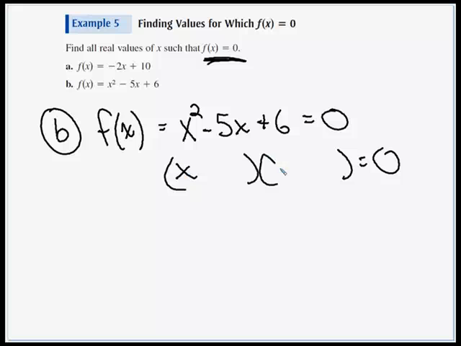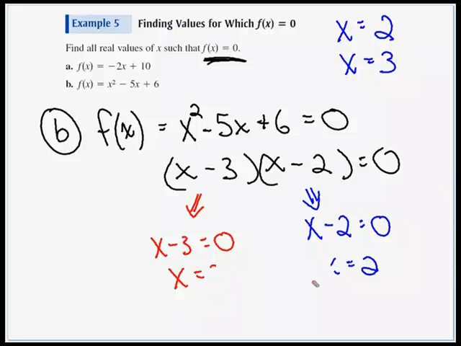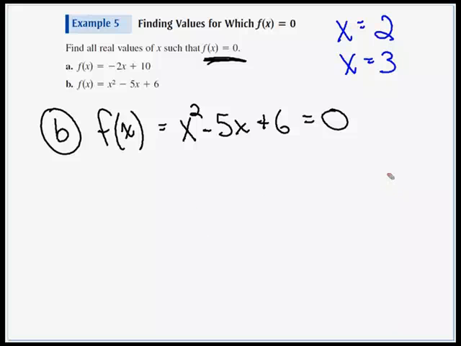The factors of positive 6 that add up to negative 5 would have to be a negative 3 and a negative 2. And then, of course, we take turns, setting first the first factor equal to 0 and getting x is 3. And we set the second factor, x minus 2, equal to 0 and get an x value of 2. So our answers here are x is 2 and x is 3. And we can always check those, and just to reinforce what we actually did here, those are the x values that should give us an overall function value of 0.